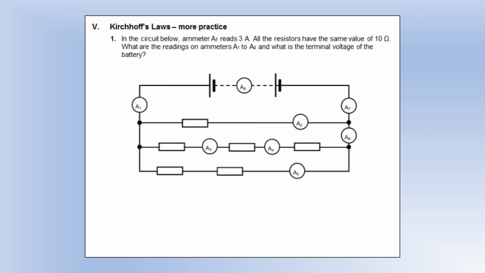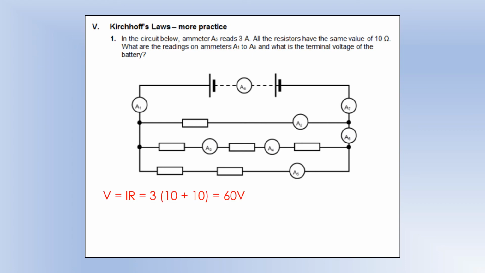Alrighty, so let's do some extra practice using Kirchhoff's laws. They're some of the most important laws you ever learn in circuitry, so it's important that we master these. So ammeter A5, which, if you can't read it, is the one at the bottom with the 2 resistors, reads 3 amps. All the resistors have the same value of 10 ohms. What are the readings on all the ammeters, and therefore what's the terminal voltage on the battery?